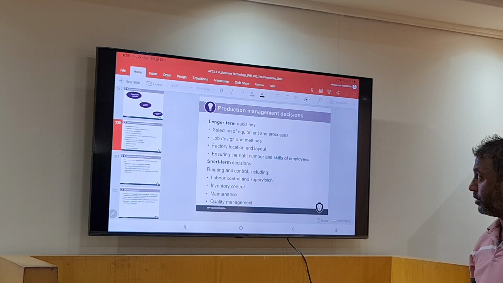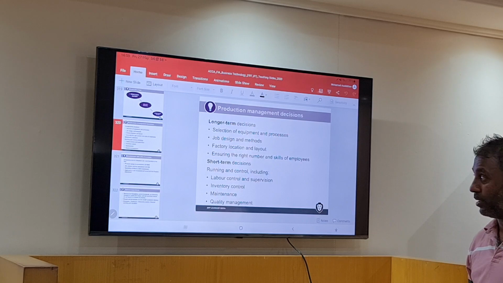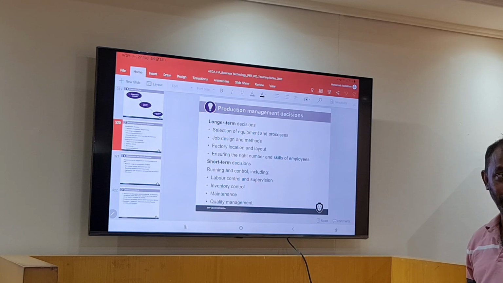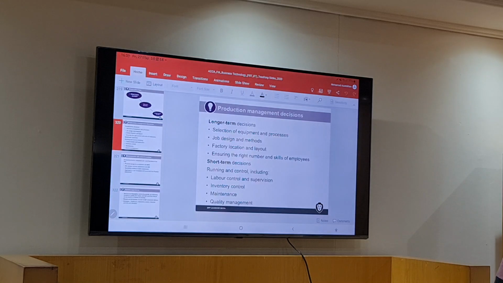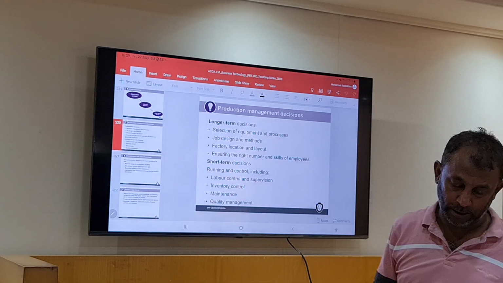There are two different types of decisions. One is longer term, the other is short term. Selection of equipment and process machines, like sewing machines and band saws. In Sri Lanka we call them the big cutting machines, the timber mills. Job design and methods, factory location and layout, like having a factory in Kampala or in Kandy City. Ensuring the right number or skill of employees, bathroom. That's very important. Short-term decisions, running and control including labor control, supervision, inventory control, maintenance and quality management.